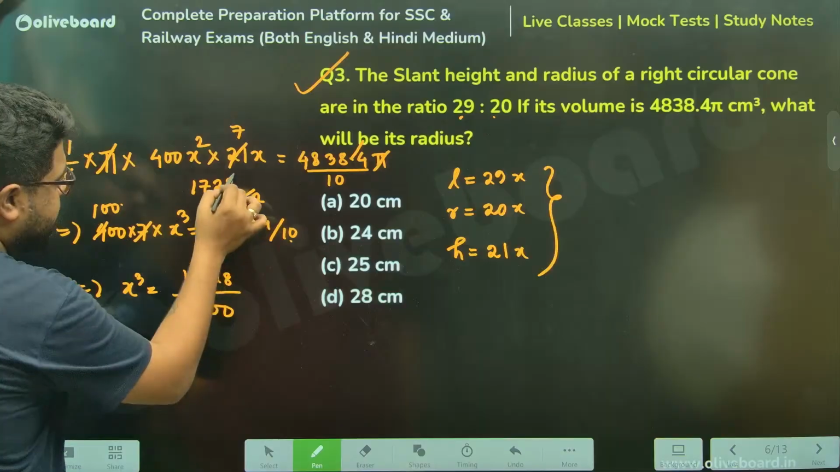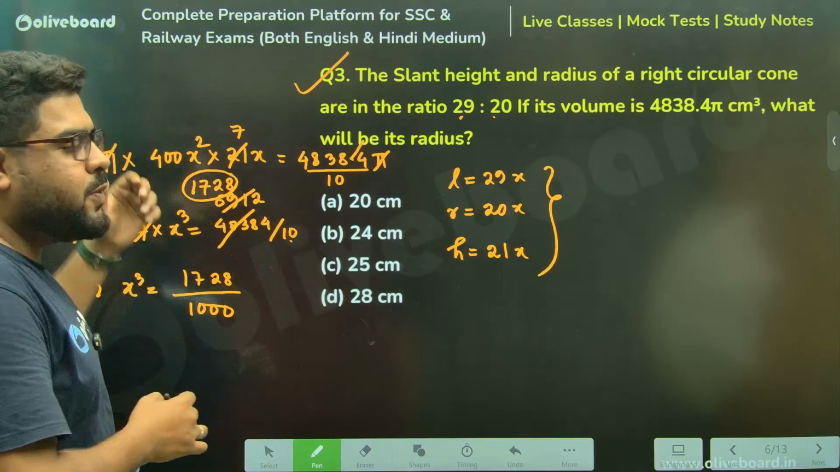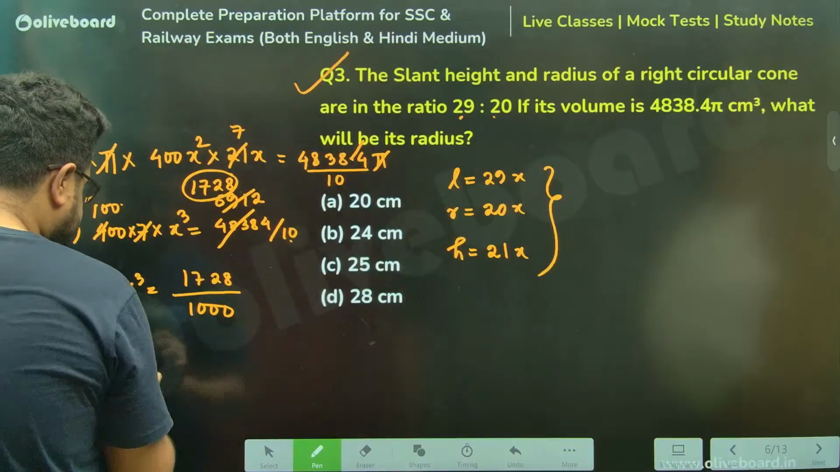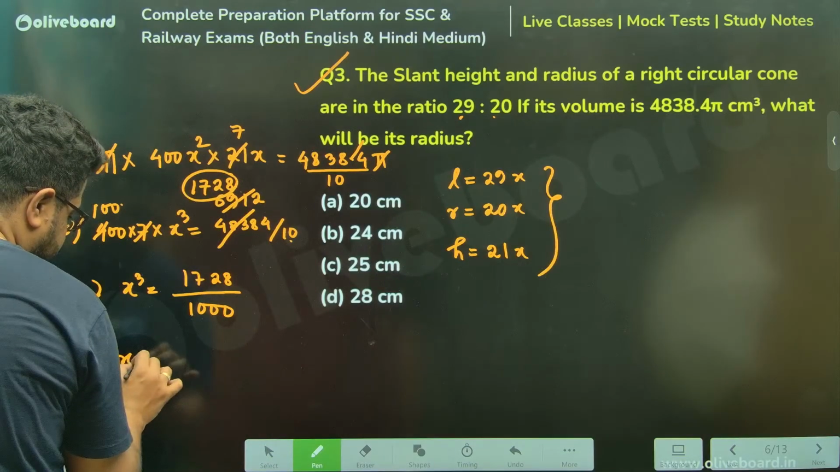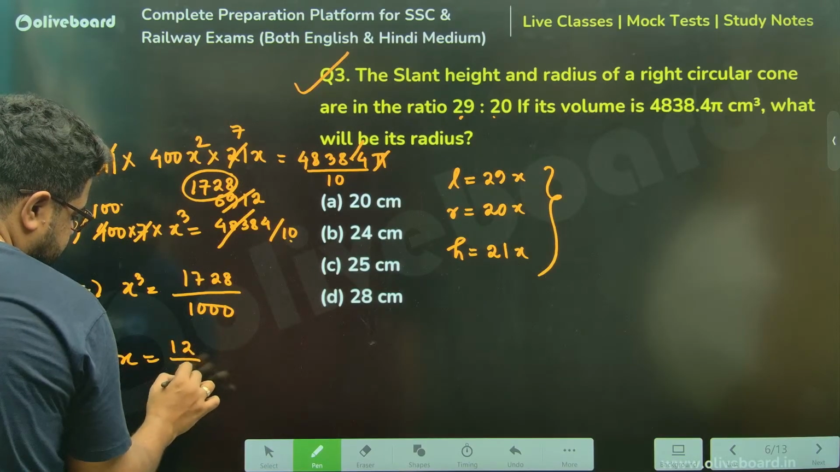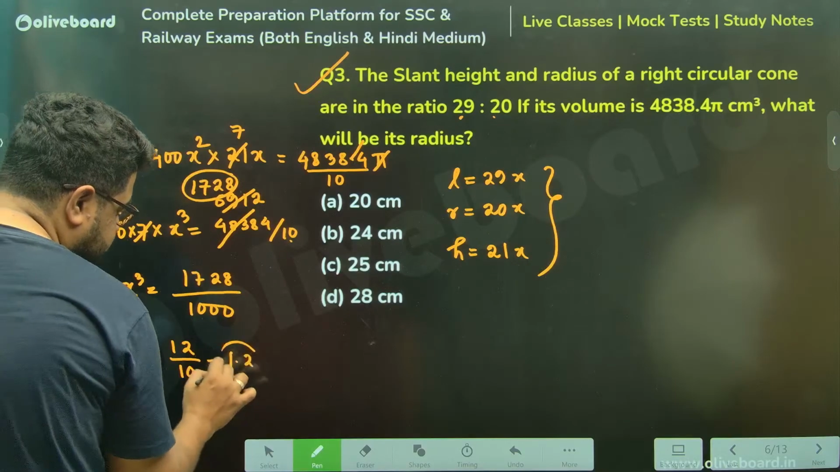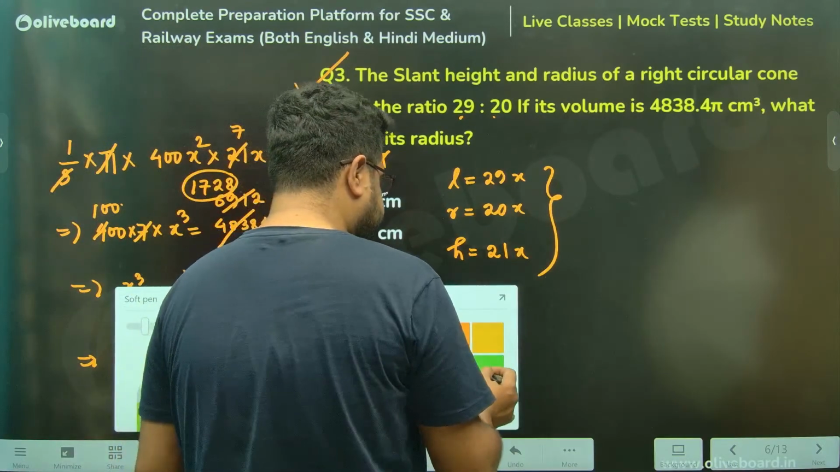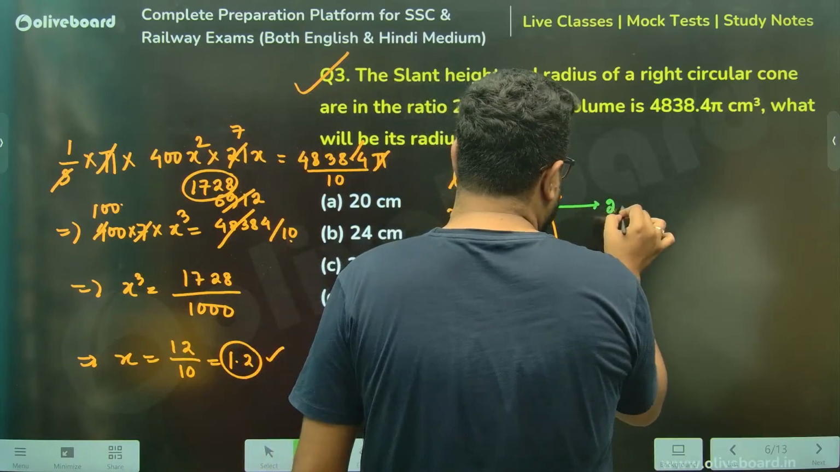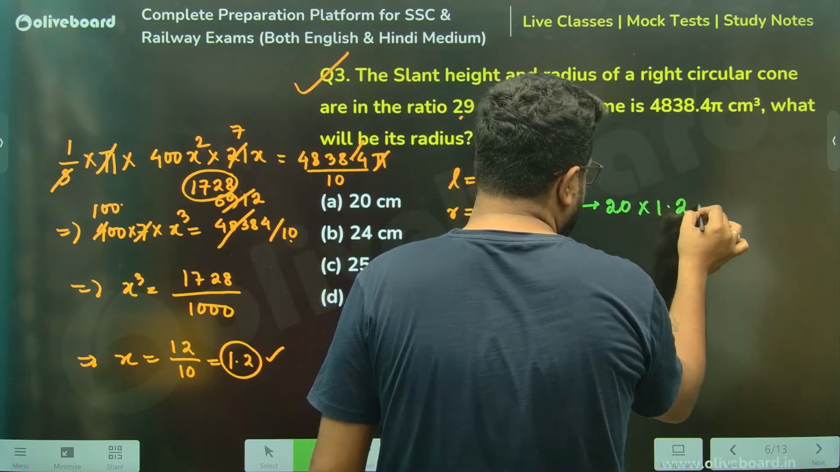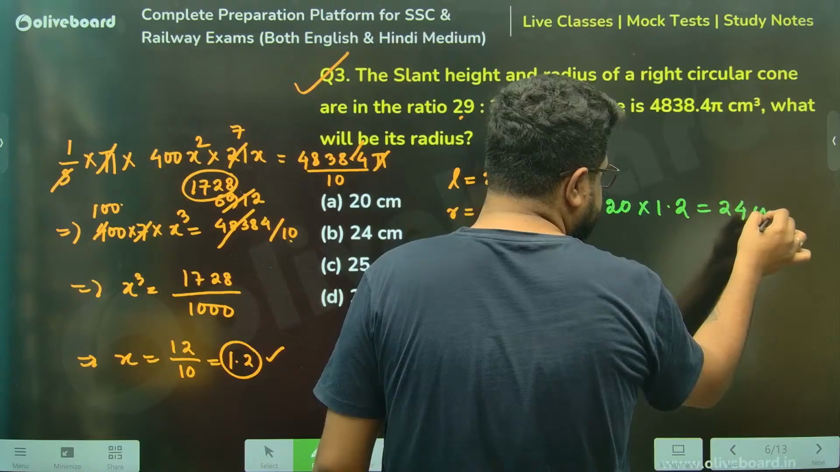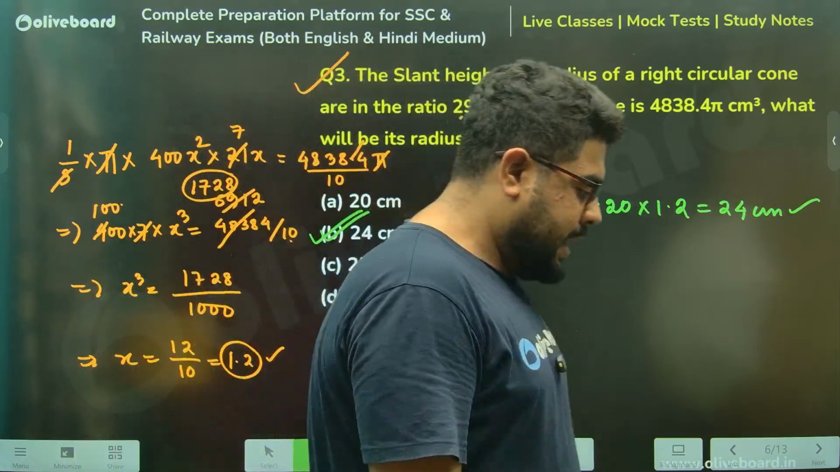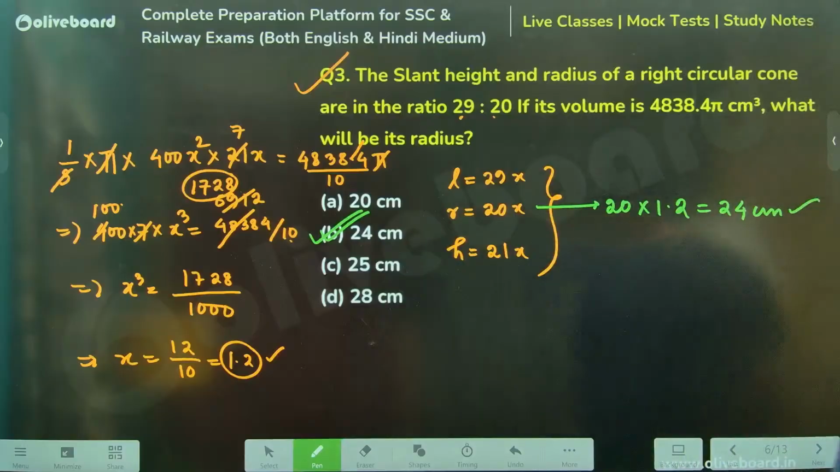You see why I have stopped here? Because I have figured out a cube. 1728, I know that's 12 cubed, sir. So x cube is this. So x must be how much? 12 by 10, which is 1.2, sir. They're asking what is the radius? So radius will be 20 into 1.2, which will be 24 centimeters, sir. Option number B, 100% is your correct answer.